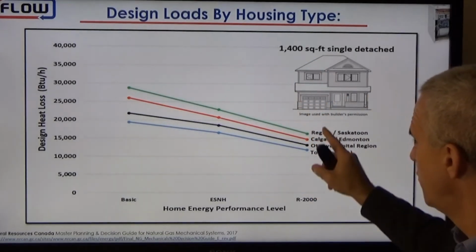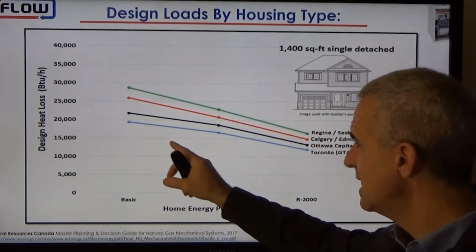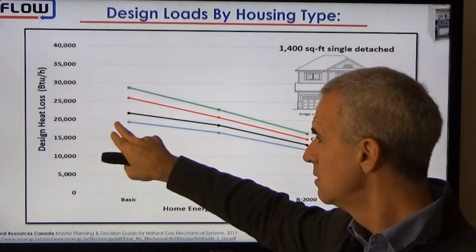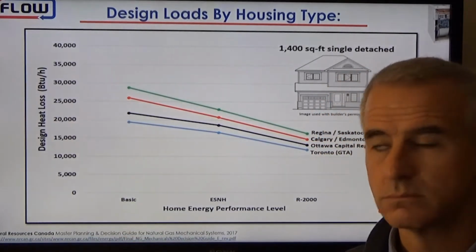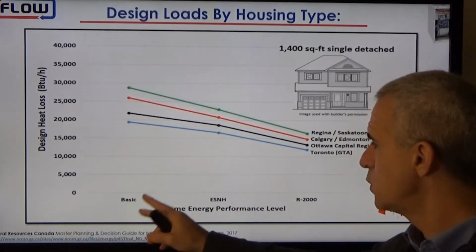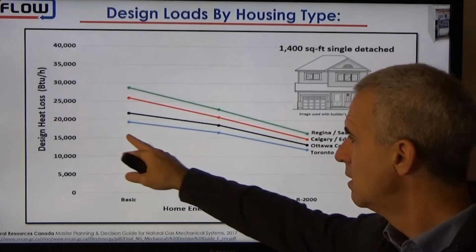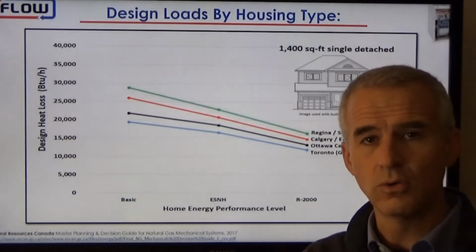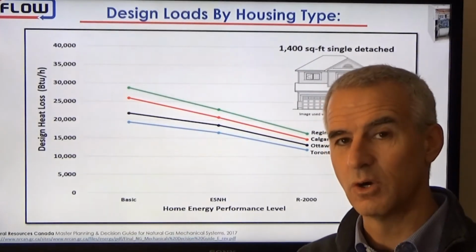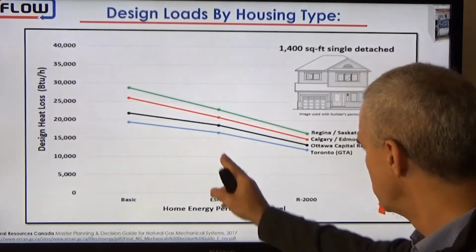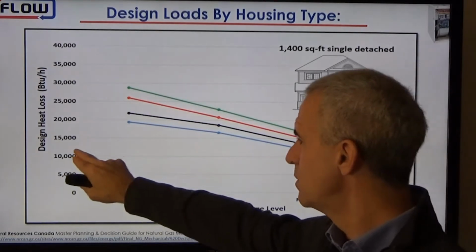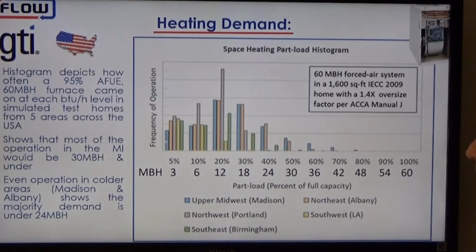So a 1,400 square foot single family home, detached, in Toronto, on basic standard construction, heat load under 20,000 BTUs, right? 19,000 BTUs. If we build it to Energy Star for new homes, again 20% better than standard, now we're at 16,000 BTUs. That's the heat load in the middle of January. That's not your heat load in September, October, November. That's the heat load in middle of January. And then we have R2000, even lower, so we're down to about 12,000 BTUs. So that was for Canada.